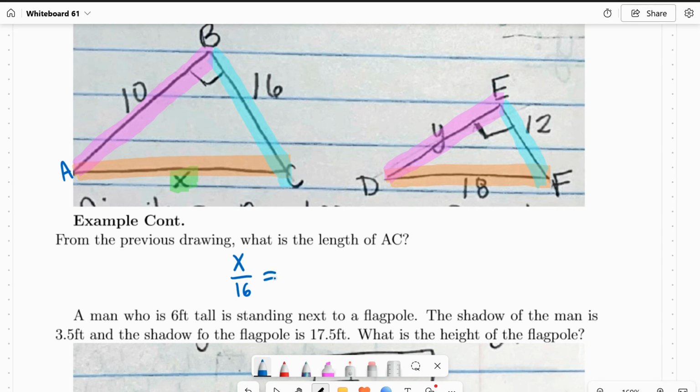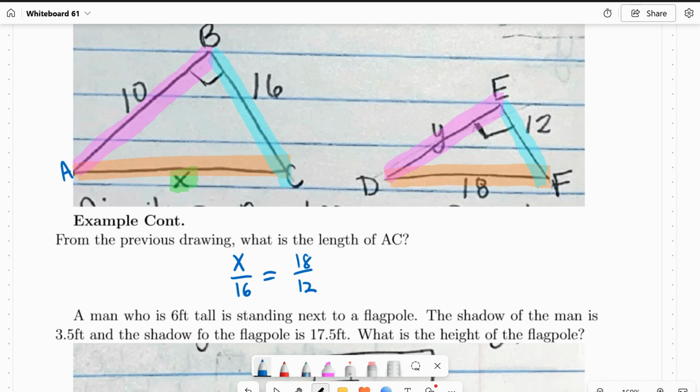Now I'm going to make that equal to my smaller triangle within the same proportions. So I have x on top, which is my orange side. So I'm going to need 18 on top because that's my orange side of my smaller triangle. Then, since I used 16, which is my blue side, I'm going to have to use 12 because that's my blue side of the smaller triangle.